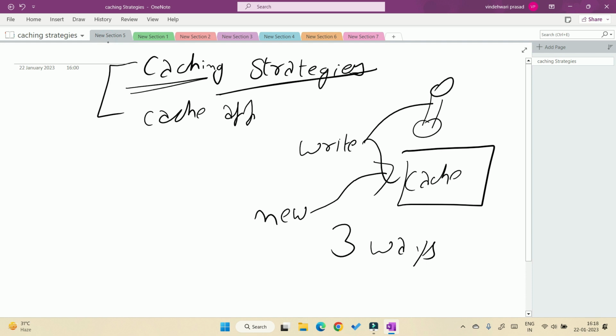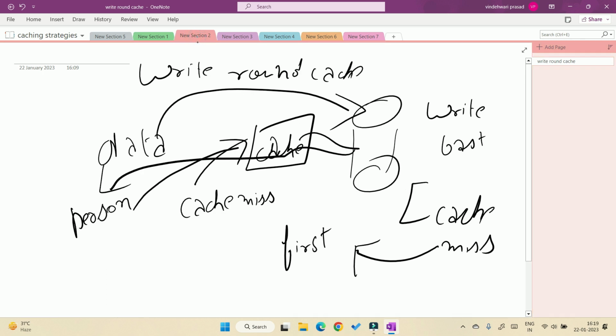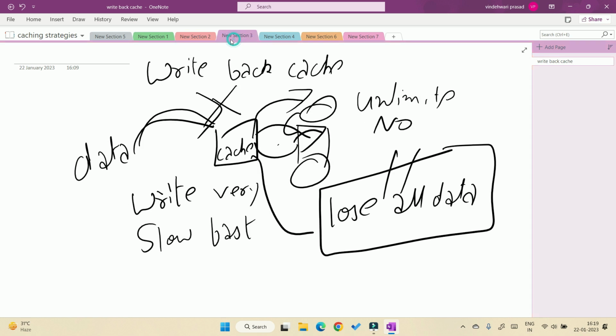I hope now you understand caching. Caching uses three different techniques to write. First is write through, where new data is written to the database and cache in parallel. Second, write around cache, where data is written directly to the database, so a cache miss happens. Third, write back cache, where data is written directly in the cache, so writing and reading become fast, but the probability of losing data also increases.